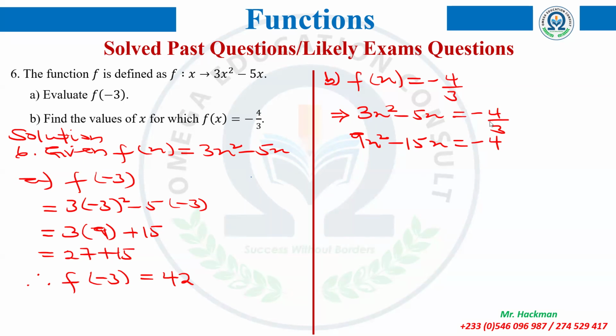We know it's a quadratic equation, and for every quadratic equation, we have to first of all check whether we can use the method of factorization. So in that case, we have to move this one to the side. So that gives us 9x squared minus 15x, then plus 4 is equal to 0. Is my point well made?